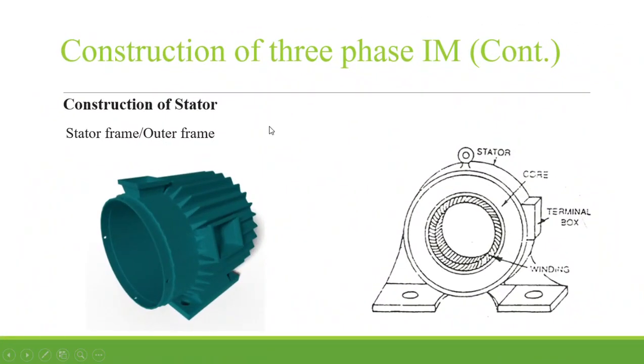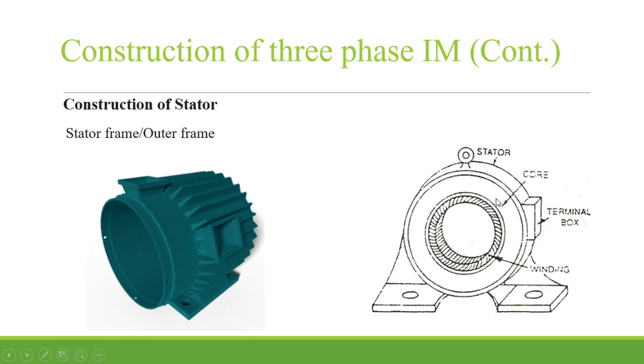So as there are two parts, mainly stator and rotor, we will study about each part in detail. So first we will see construction of stator, and the first part in the stator is the stator frame. This is the stator frame. It is the outer part of the three-phase induction motor. It provides mechanical strength and support to the motor. This frame is made up of cast iron or some fabricated steel. This is very strong and rigid.